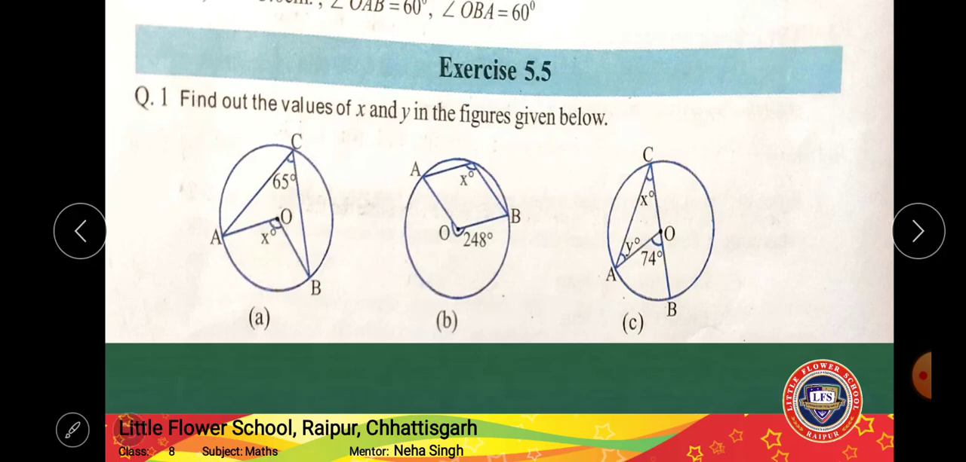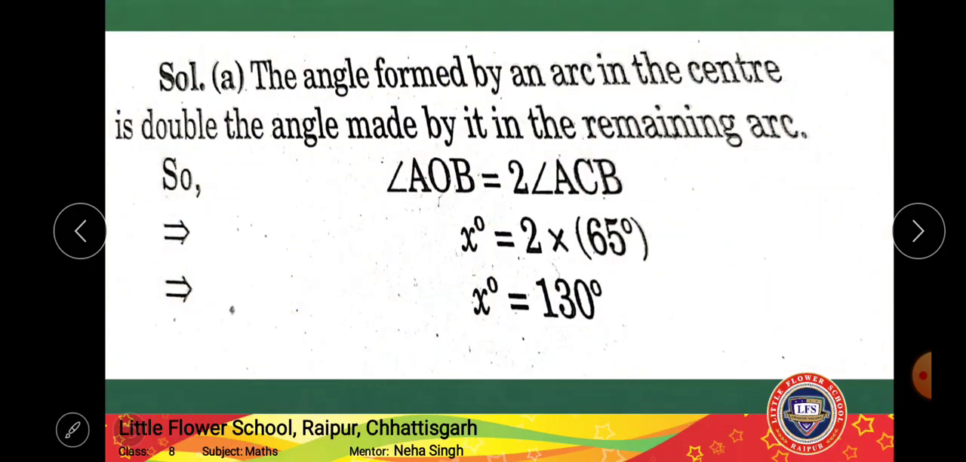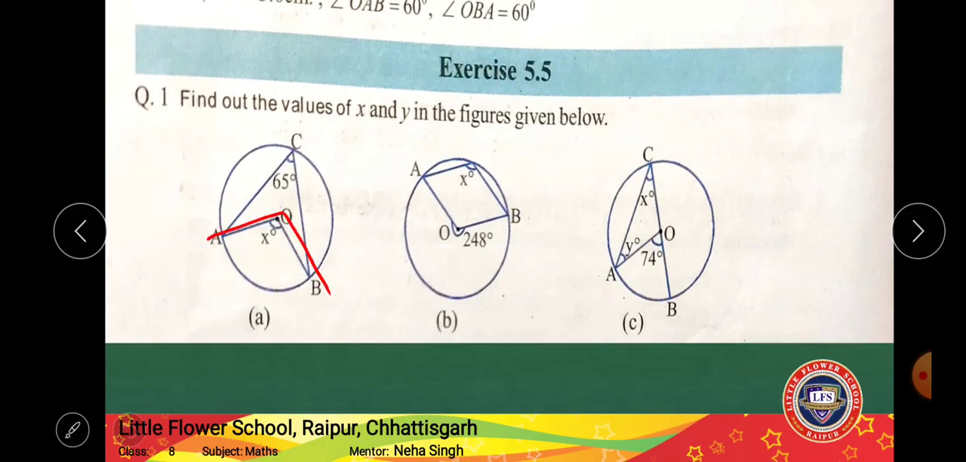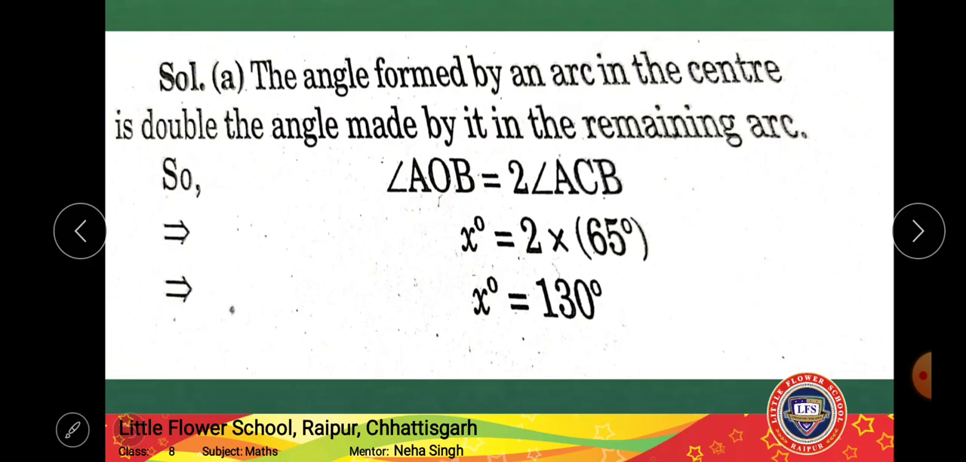So to find the value of x, what can we do? We will double the value of angle ACB. We will write the statement that the angle formed by an arc at the center is double the angle made by it on the remaining arc, right? So we will write AOB. This angle AOB we need to find. It will be twice of angle ACB. ACB is given as 65 degrees.